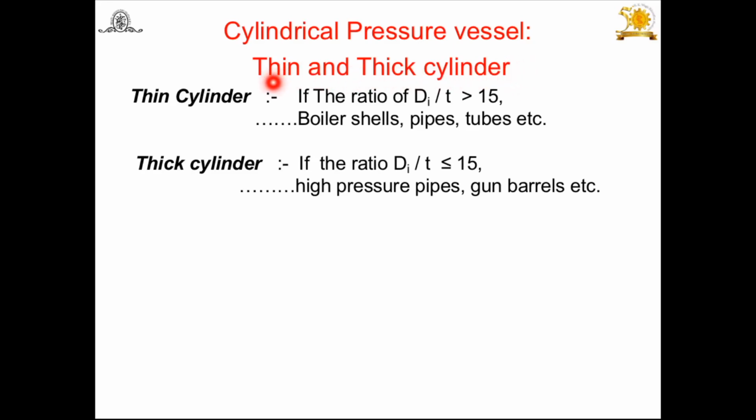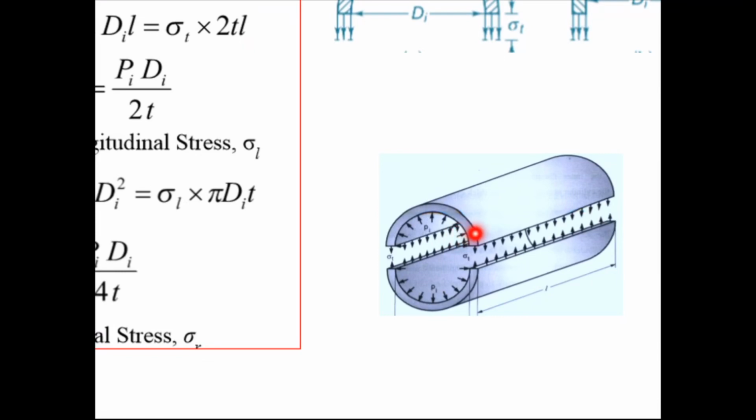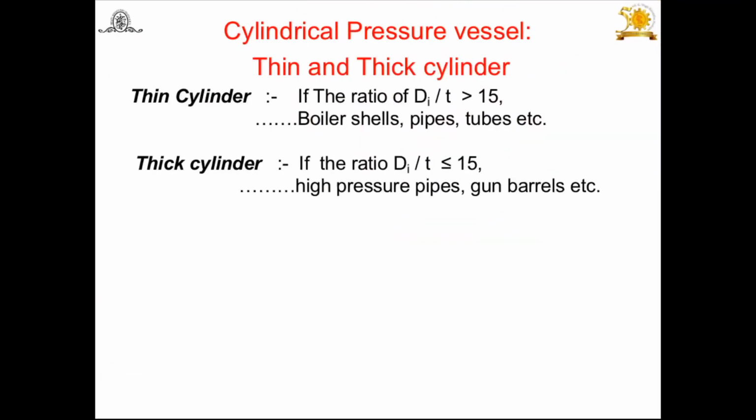When do we say it's a thin cylinder and when a thick cylinder? Let us consider an open end cylinder which is cut into two parts, with inside diameter di and wall thickness t. If the ratio of di and t is greater than 15, then we can say it's a thin cylinder. And if the ratio of di and t is less than or equal to 15, we can say it's a thick cylinder. In thin cylinders, generally we find boiler shells, pipes or tubes. And in thick cylinders, high pressure pipes and gun barrels are examples.